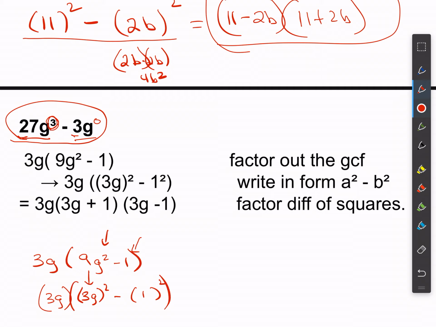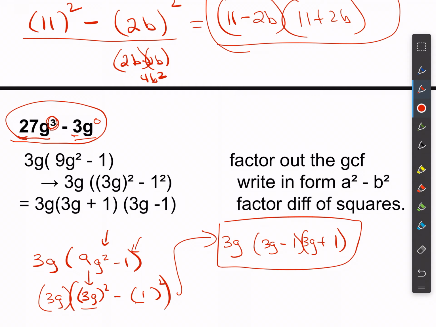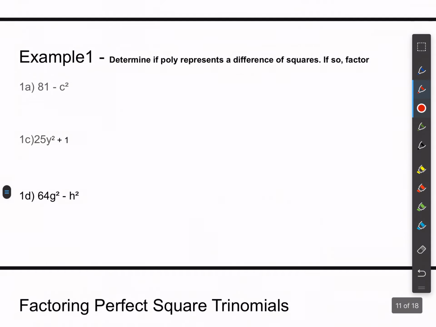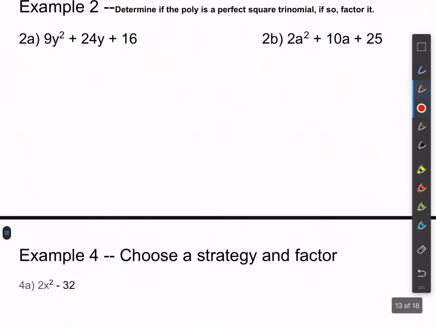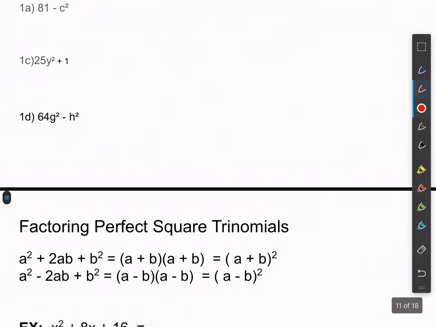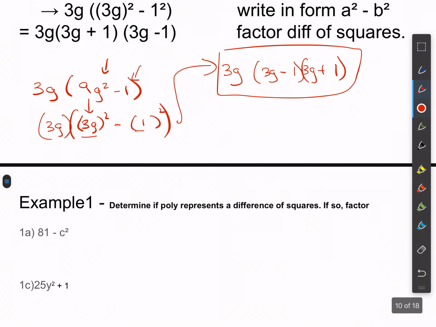Now I know I'm moving a little fast here, and that there's probably going to be questions about this, but we'll do some more examples, don't worry. So what this factors to is the 3g stays out, and then I have to rewrite this. So this would be 3g minus 1, 3g plus 1. The order doesn't really matter, but one of them has to be positive, one of them has to be negative. Okay, so that's how that one works. I'm going to do example 1 and example 2 with you on this video, and then I'll probably follow up with another video for the others.